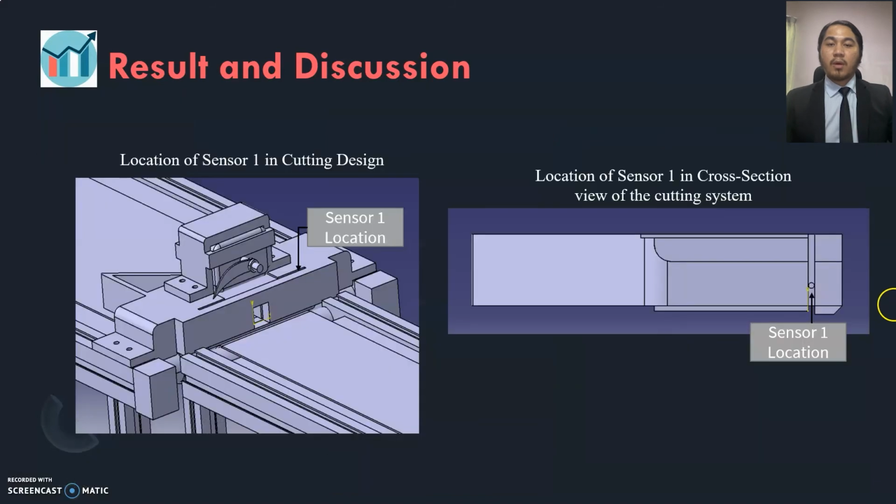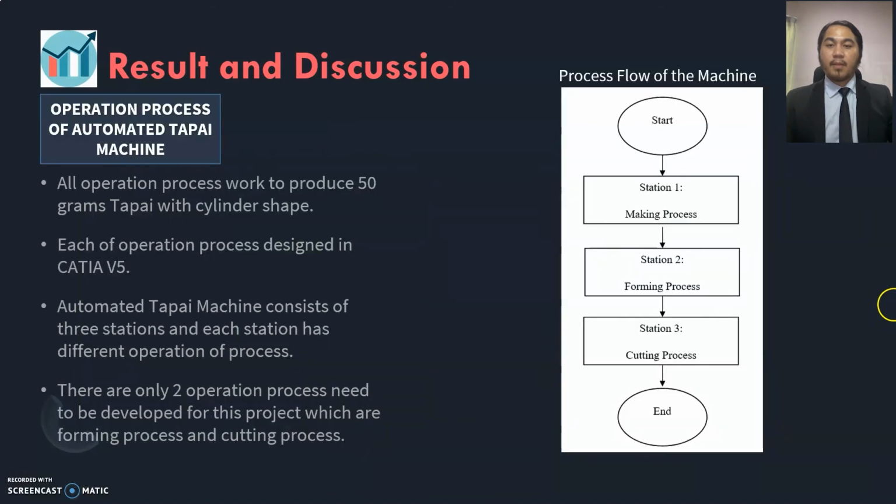Operation process of the automated tapai machine. All operation processes work to produce 50 gram tapai with a 30 mm diameter cylinder shape. Each operation process is designed in CATIA V5. The automated tapai machine consists of 3 stations, and each station has a different operation process. There are only 2 operation processes that need to be developed for this project, which are the forming process and the cutting process.